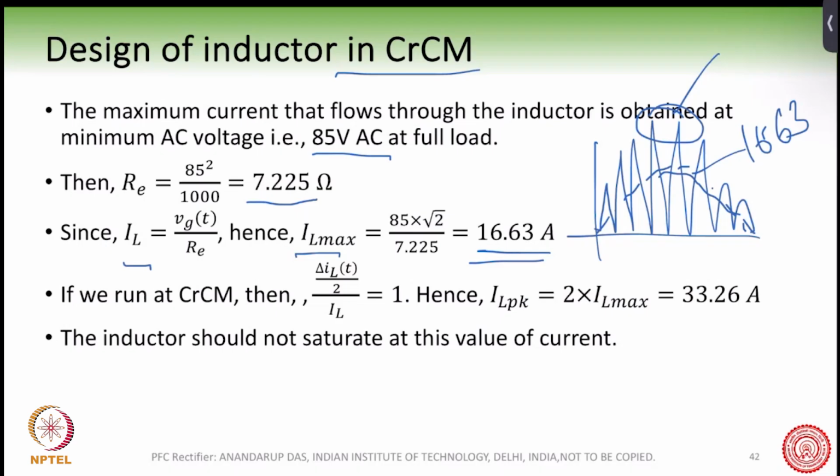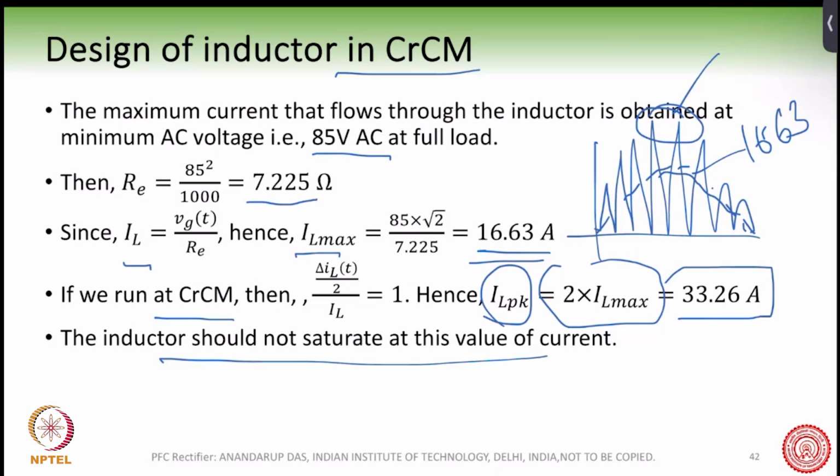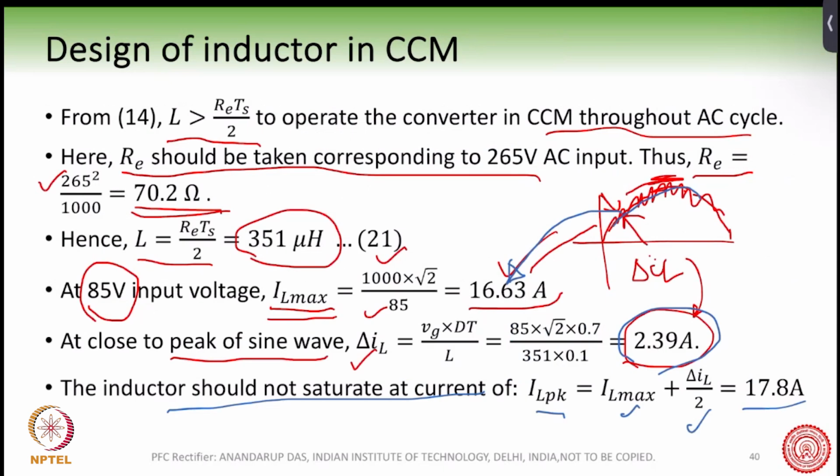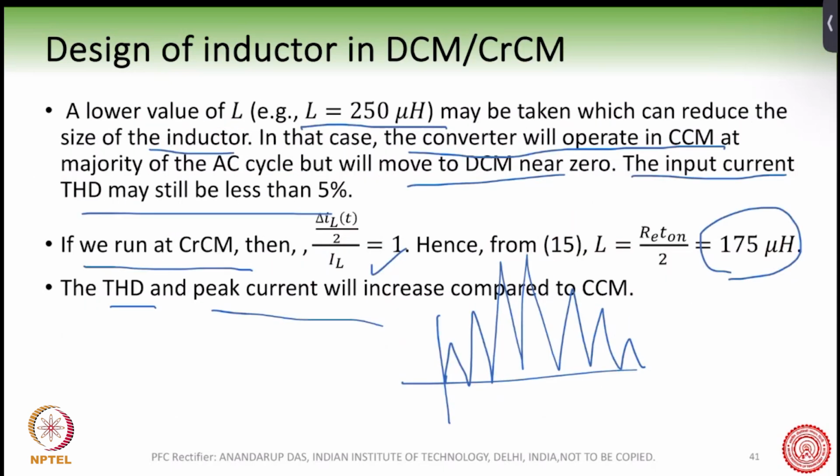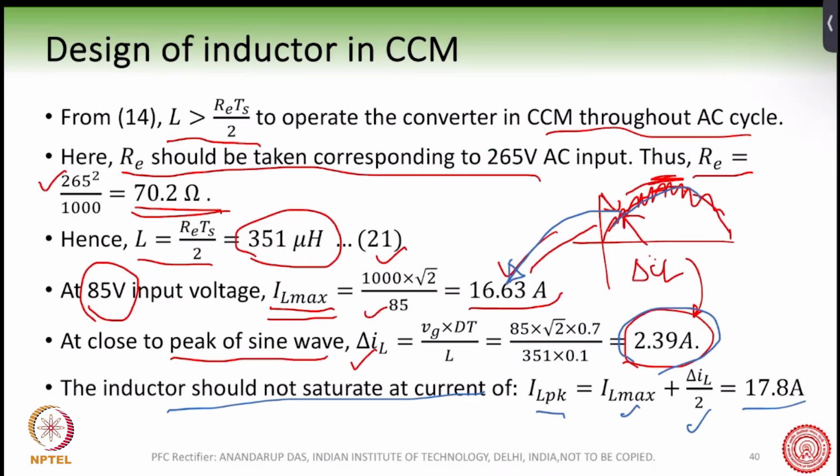This is the average value, but since we are running in CRCM, IL peak will be double this value, double the average value which we have seen. So this current will be 33.26 ampere. The inductor should not saturate at this value of current. But you see, compare this value of 33.26 with what we had seen earlier. The current was 17.8 here. At the bottom, you see this current is 17.8.